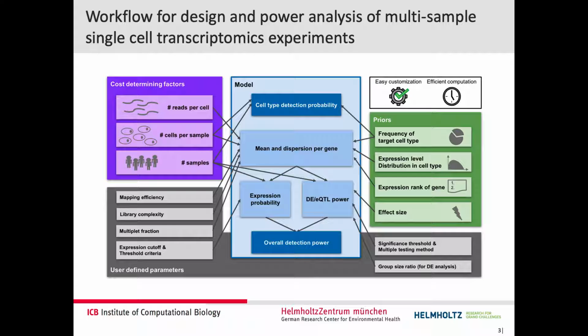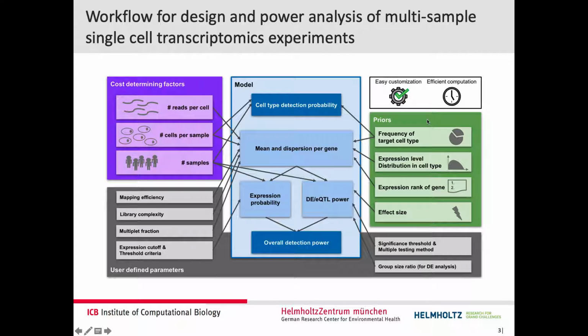That's a general overview of our approach. It's an analytic method, which means it's very time and memory efficient, and we developed it in a user-friendly and flexible way with many adjustable parameters. It estimates the power here in blue in the middle, dependent on the three main experimental parameters: the reads per cell, the cells per sample, and the number of samples.